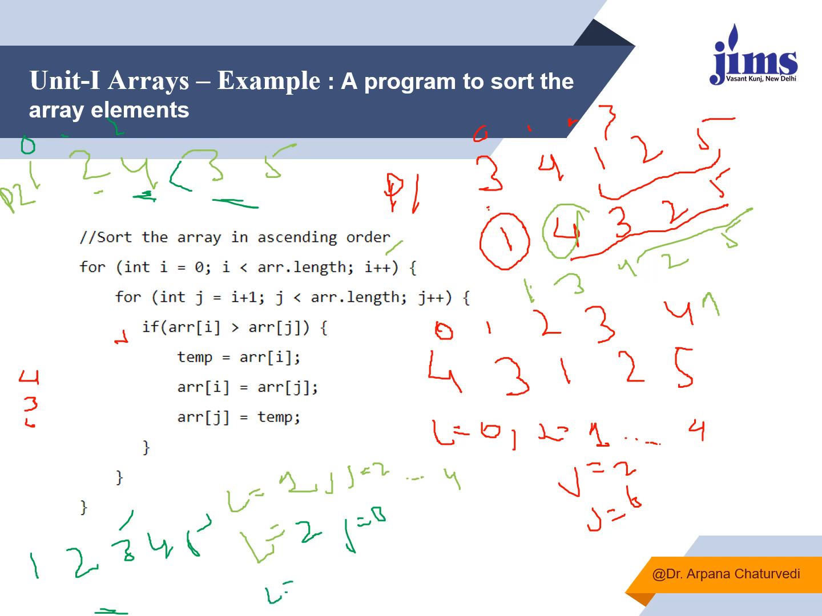Now i becomes 3 and j becomes 4. So what will happen? This is 0, 1, 2, 3, 4. i is 3, that is 4. j is 4. Is 4 greater than 5? No, it is not. The moment j becomes 5, it will come out of the innermost loop. i is also 3, when we increment it to 4, it will also not go beyond, and we see that we now have a sorted array, that is 1, 2, 3, 4, 5.